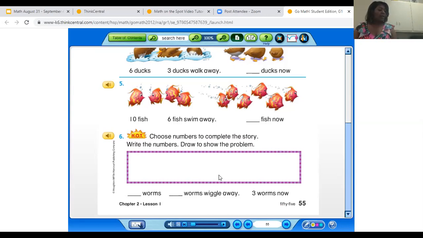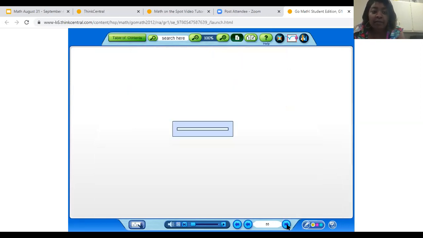But guess what? There is more than one way to get that answer. So I want you to practice at home, and I want you to tell me how many worms you decided to have and how many wiggled away, and what number you're looking for at the end is 3. So I'm curious as to know how you only made 3 remain, okay? So I want you to do that.